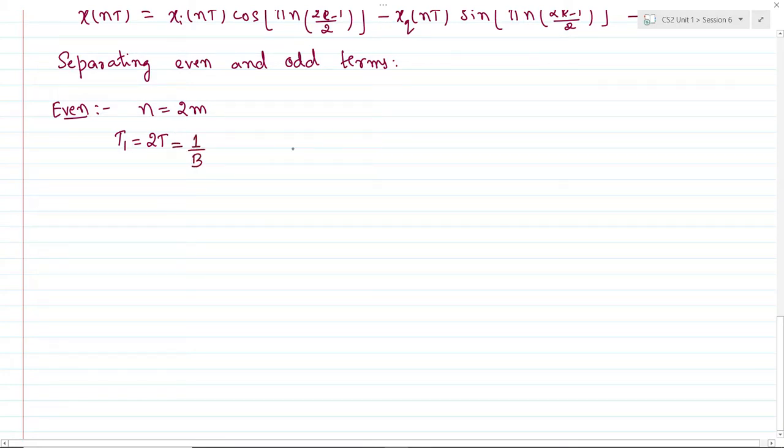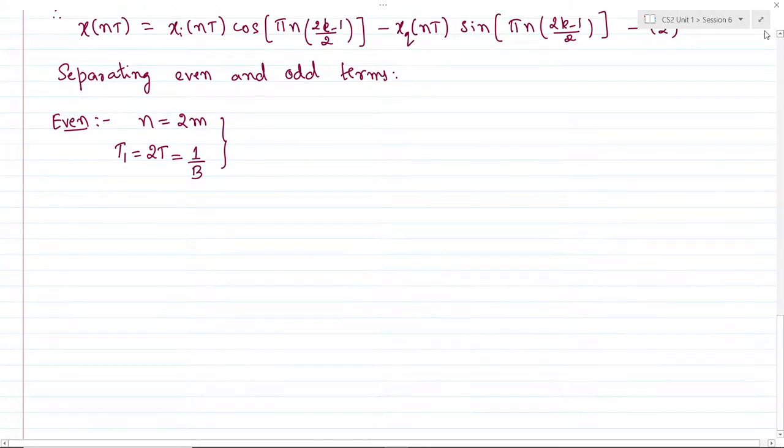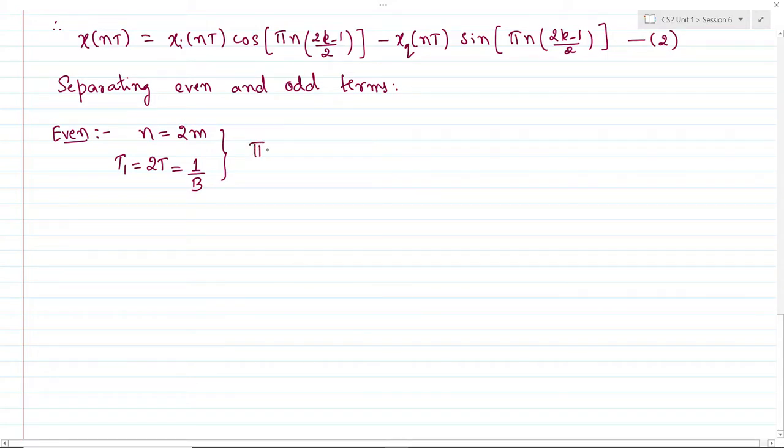What is important to us is what happens with the cos and sine arguments. The argument of sine and cos, pi n times (2k minus 1) by 2, by substituting n as 2m, the 2 gets cancelled, so this will simply become pi times m times (2k minus 1). Here m takes all integer values, k also takes integer values, but 2k minus 1 is odd. Odd times an integer will always give some other integer, so it is an integer multiple of pi. We know that sine of an integer multiple of pi is 0. So what will happen to cos of an integer multiple of pi?